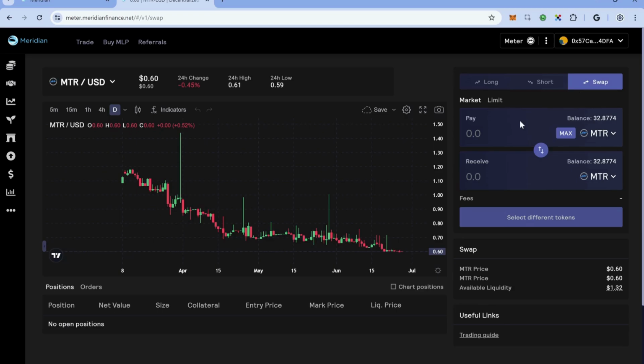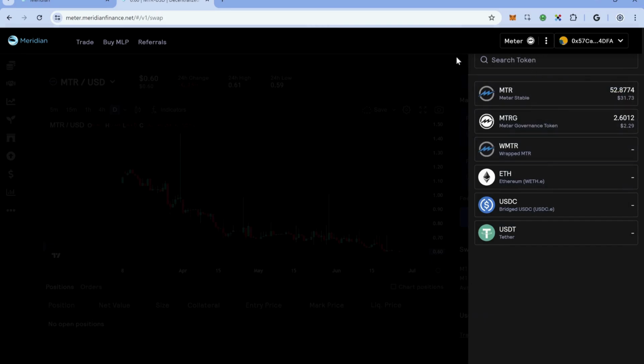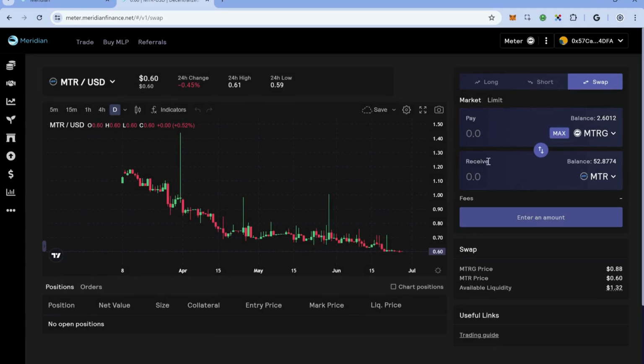Another feature for Meridian Trade on Meter Network is the swapping ability, where you can swap your assets for other assets that you'd like to trade. So you could easily just convert one asset to another if you want a long or short. Pretty practical in terms of not having to have another tab open and going to another swapping platform.